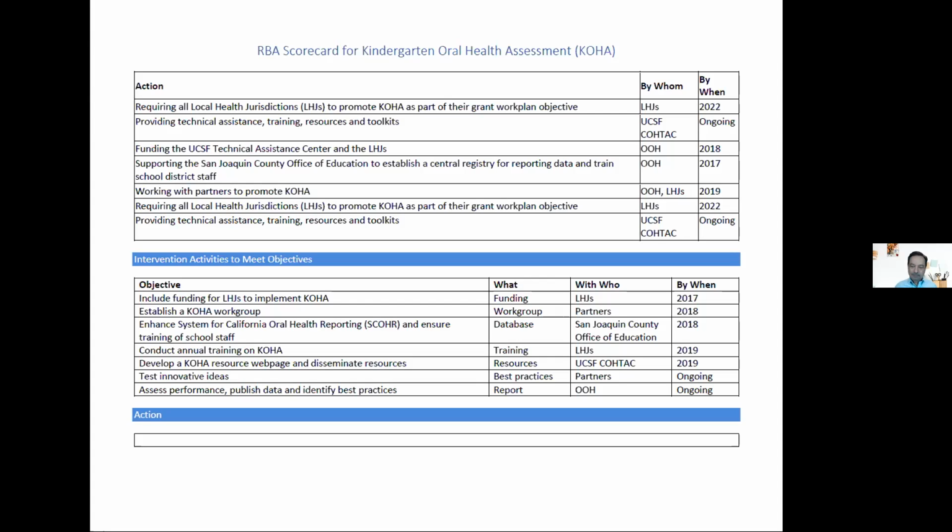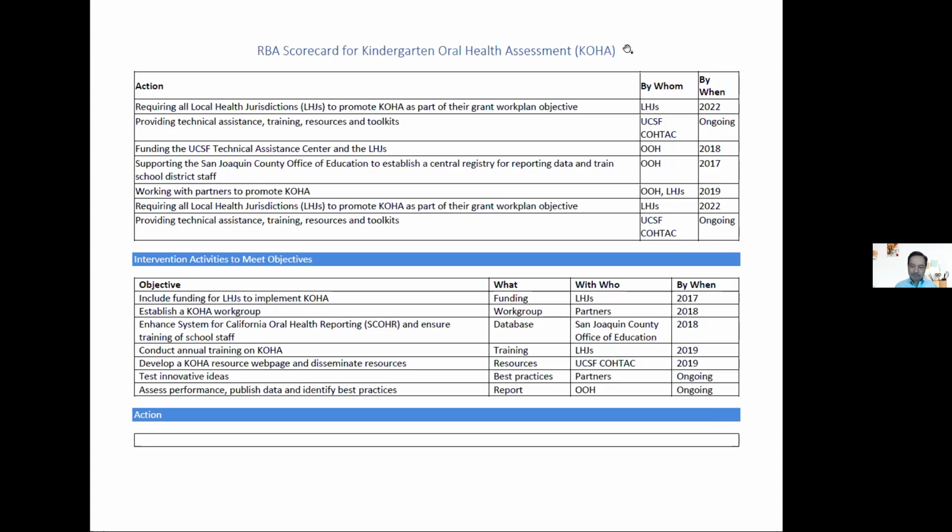Dr. Kumar, are there any additional action items that perhaps we could amend or add to this list? So this is what we did in 2017, 2018, and the ongoing support, working with San Joaquin County Office of Education. Are there other things that we should consider?